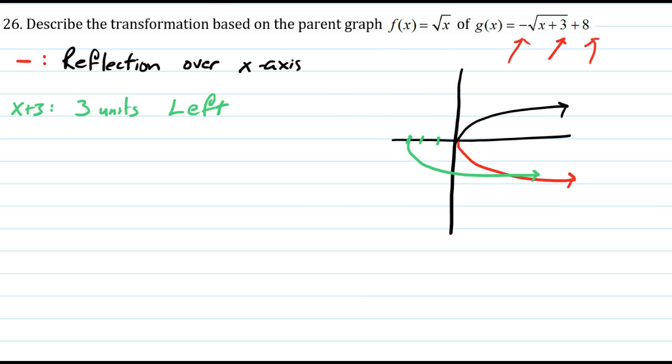And then the last thing is the plus 8. That plus 8 shifts the graph up 8 units. So it would be 8 units up. Now we would go 1, 2, 3, 4, 5, 6, 7, 8, and then redraw that shape. So I know I didn't say to graph it, but I wanted to show it. So we describe it to start by reflection over the x-axis, then we shift it 3 units to the left, and then 8 units up.